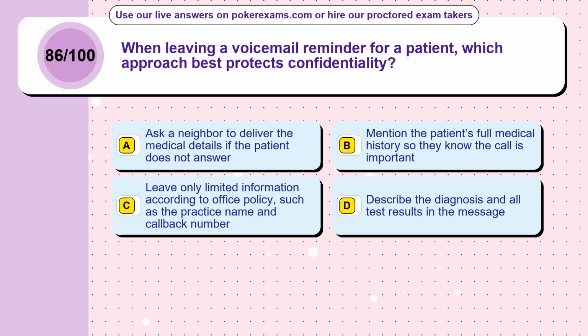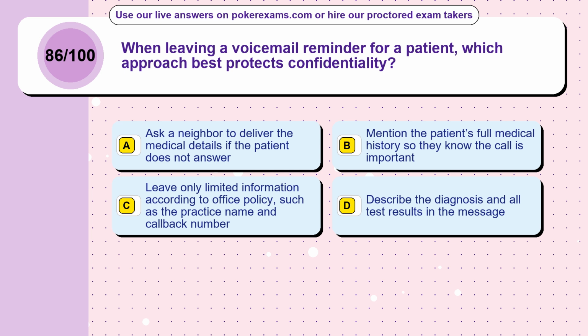Question 86. When leaving a voicemail reminder for a patient, which approach best protects confidentiality? Option A, ask a neighbor to deliver the medical details if the patient does not answer. Option B, mention the patient's full medical history so they know the call is important. Option C, leave only limited information according to office policy, such as the practice name and callback number.